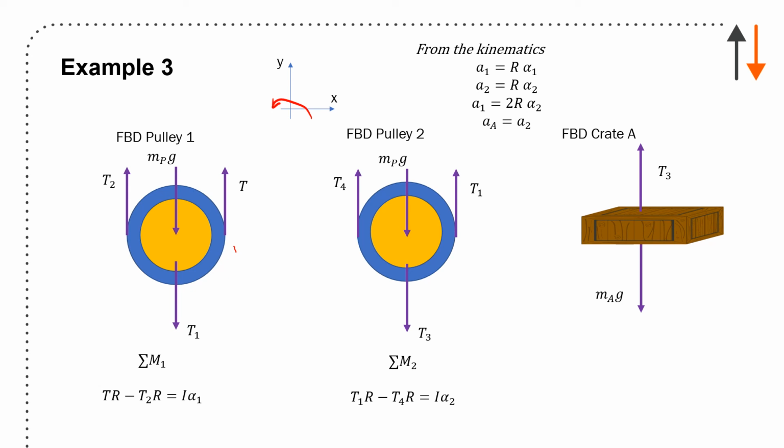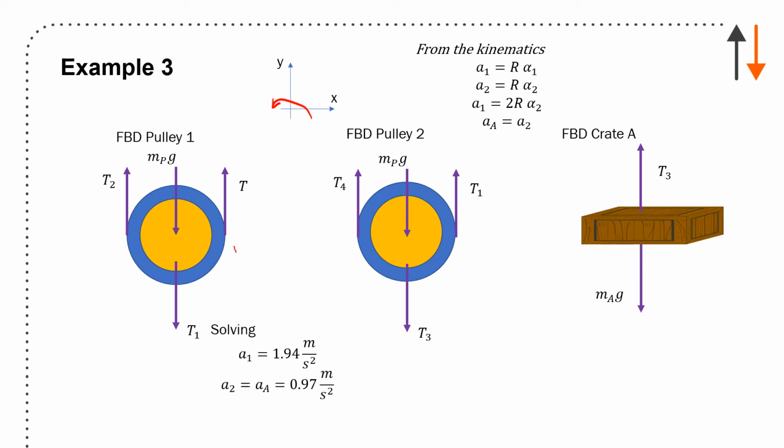From the kinematics, I can say the acceleration of pulley 1 is equal to r alpha 1, acceleration of pulley 2 is equal to r alpha 2, r being the radius of the pulleys. A1 is equal to twice A2, and acceleration of A equals acceleration of 2. Substituting on all the terms, and for this, I'll admit I solved this. I could have done it any number of different ways, but because I was curious about how it worked, I used SMath Desktop. And so I was able to solve the whole thing right away.